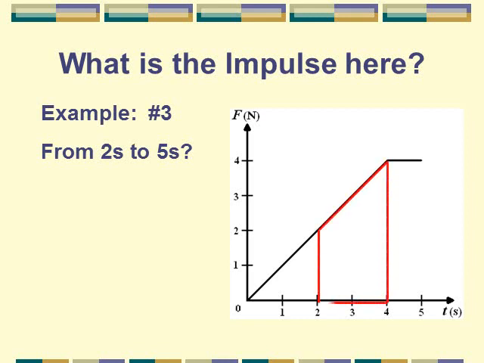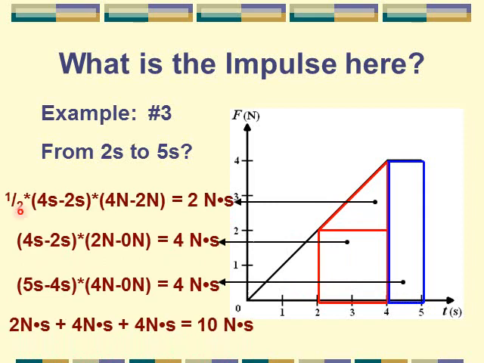All right, so we're going to divide this into shapes that we know. We've got a triangle, a rectangle, and a square. The triangle is going to be one half base times height. The base goes from 2 to 4 seconds, and the height goes from 2 to 4 newtons. So one half of 2 times 2 gives me 2 newton seconds.